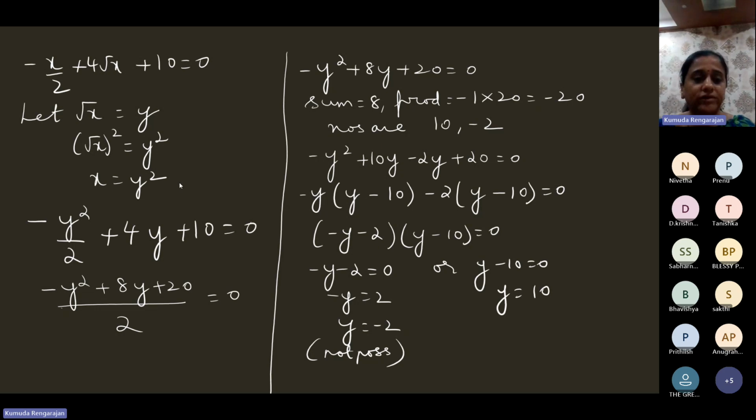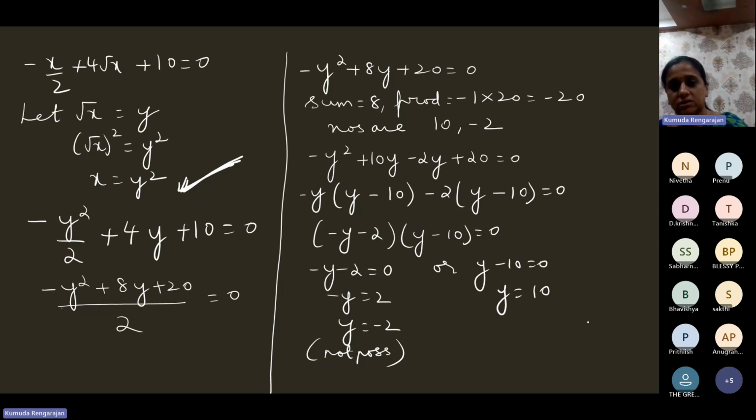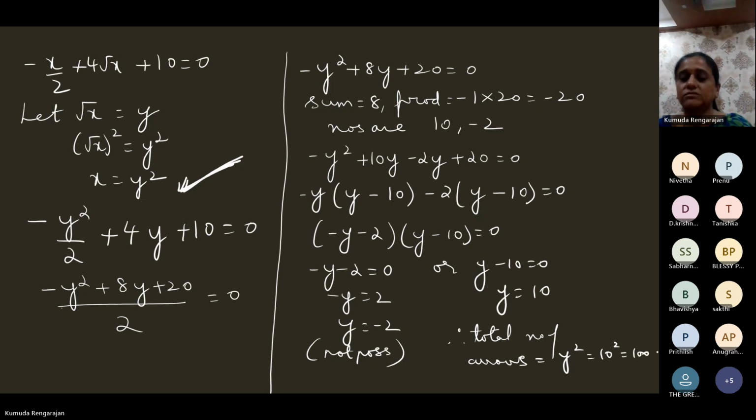So we know that x is y squared. See here, x is y squared. The total number of arrows is x, which is y squared. Y is 10, but the total number of arrows is y squared, which is x. Therefore, he had 100 arrows. Why y squared? Because y squared is only x.